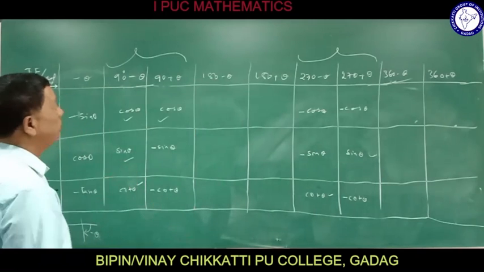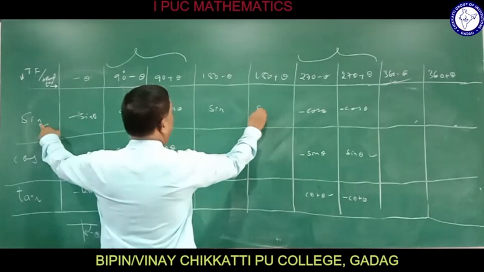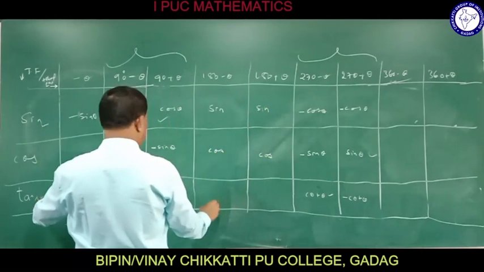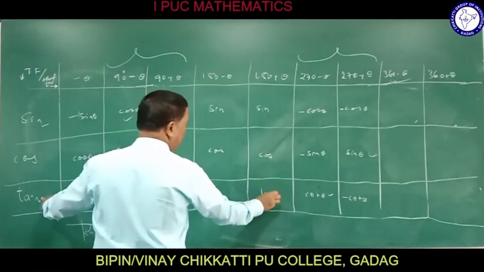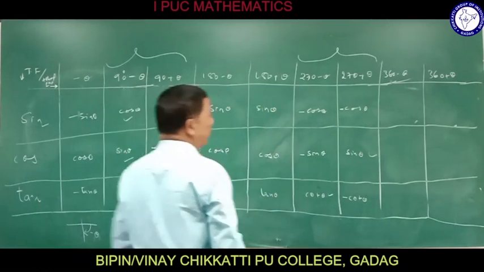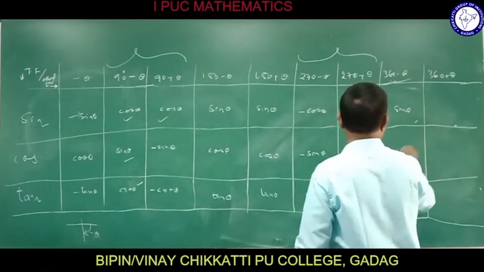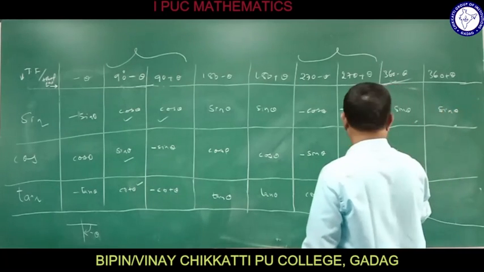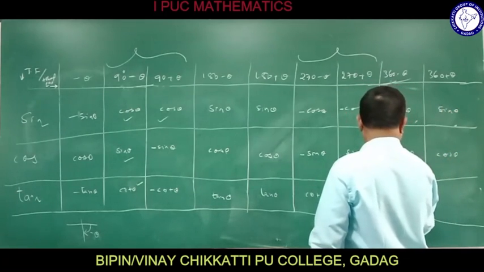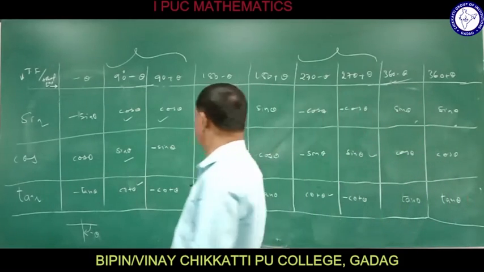Now coming to 180. Here there is no change: sine stays sine, cos stays cos, tan stays tan, with theta. And similarly, you come to 360. Here also sin theta, and here also sin theta. Here also cos theta, and here also tan theta. But now we have to put the sign for this. How to put the sign?